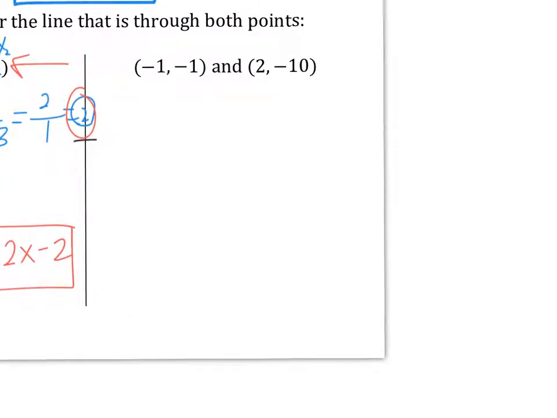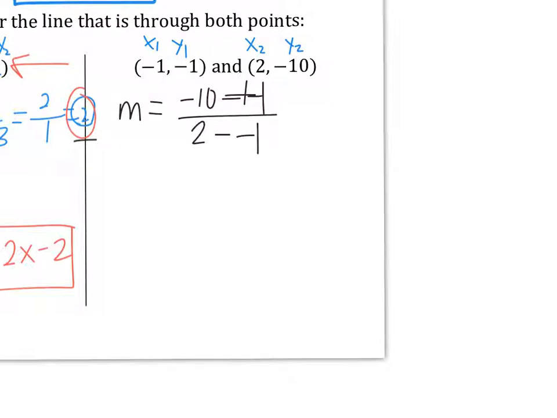Okay, so the first thing I'm going to do is label both of my points: x1, y1, x2, y2. And I'm going to find the slope. So m equals y2, which is negative 10, minus y1, so negative 10 minus negative 1. Chop, chop, it turns to a plus. And x2 minus x1, 2 minus negative 1, chop, chop, turns to a plus.